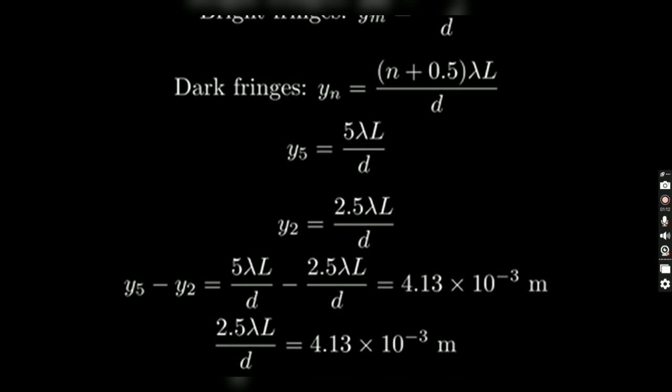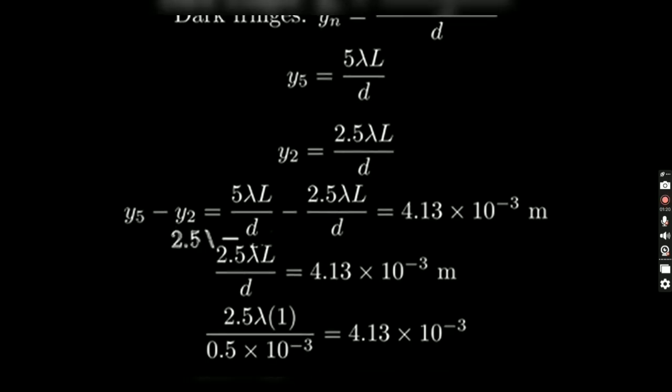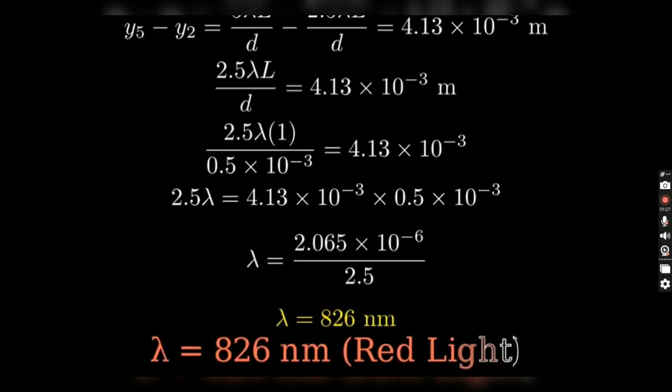Now let's substitute our known values. L equals 1 meter and d equals 0.5 millimeters, or 0.5 times 10 to the minus 3 meters. Solving for lambda, we get lambda equals 826 nanometers. This wavelength corresponds to red light in the visible spectrum, which is a reasonable result for a Young's double-slit experiment.